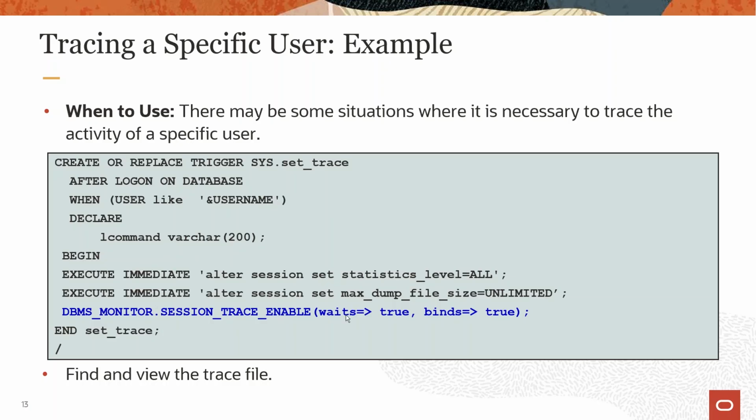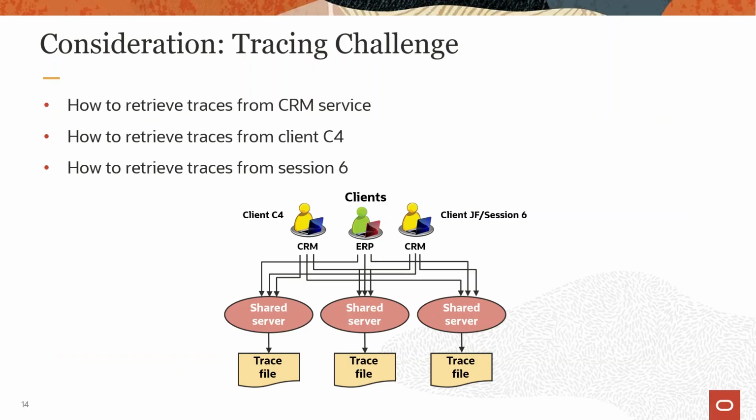Plus you have the possibility, if you also want to capture wait information and/or bind variable information inside that trace file. If then that person logs out, I've told you when you log out the tracing is disabled, well then locate and review that trace file. Now, we have discussed how you can perform tracing within a dedicated server model. It's quite simple. You only have to trace the dedicated server process for a specific session.